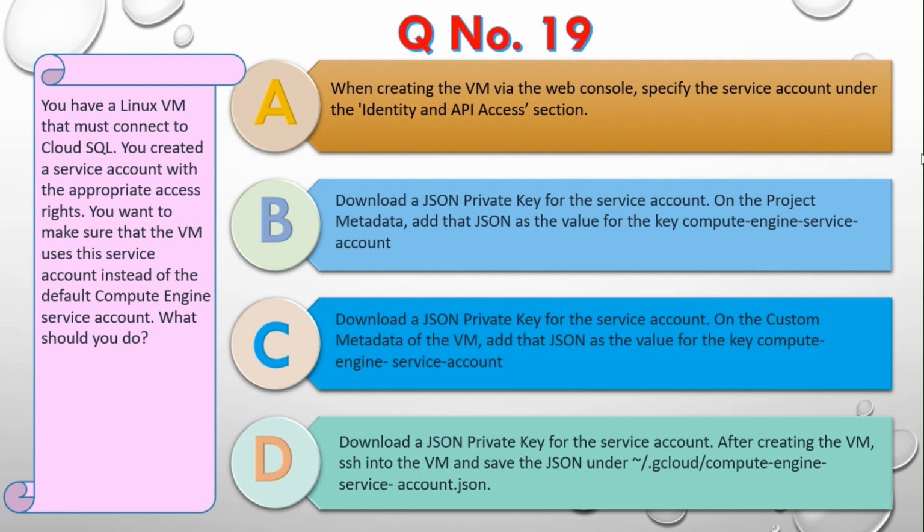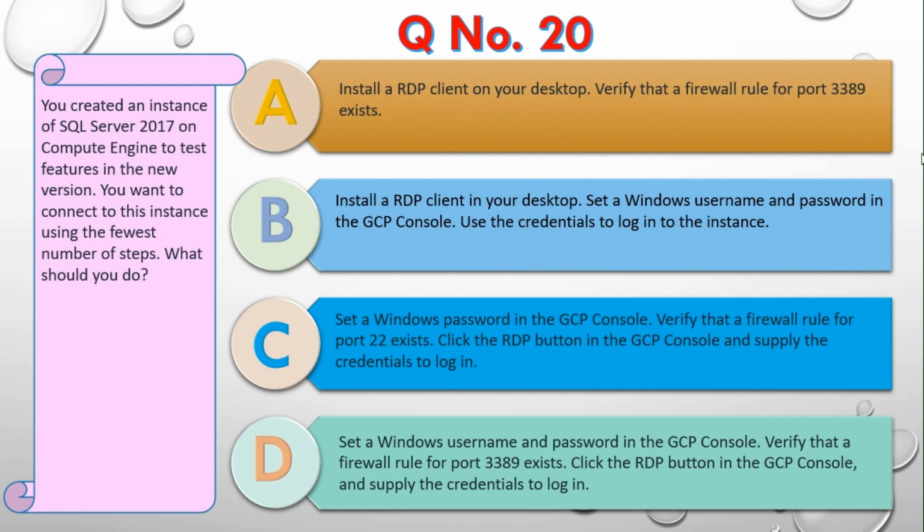Option D, download a JSON private key for the service account after creating the VM, SSH into the VM and save the JSON under gcloud compute-engine-service-account JSON. Option A is the correct answer.